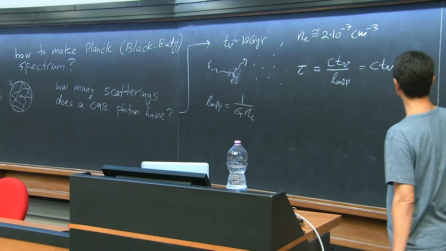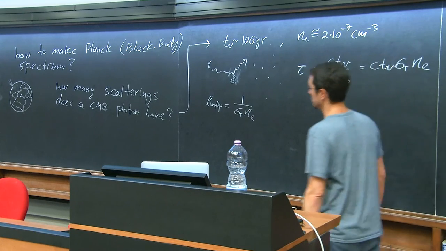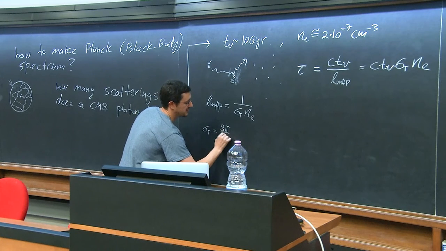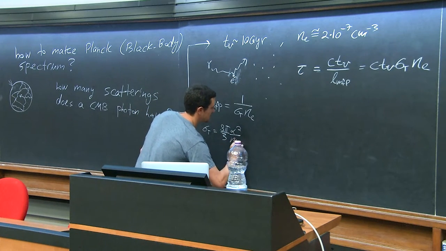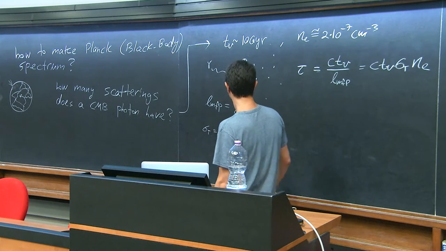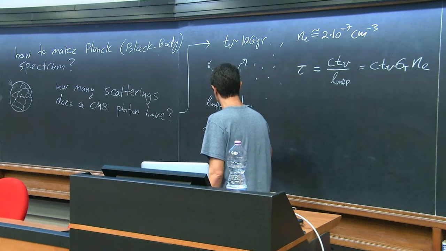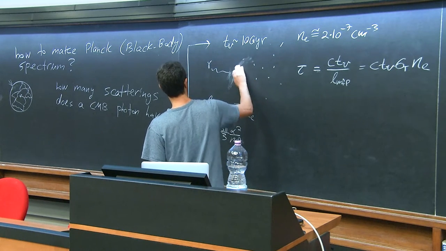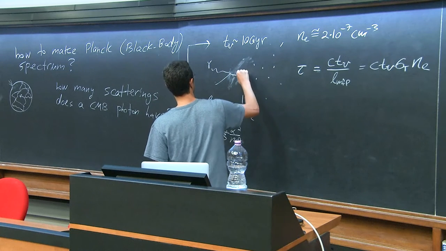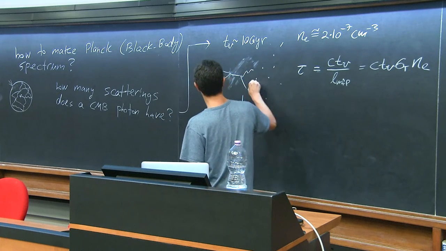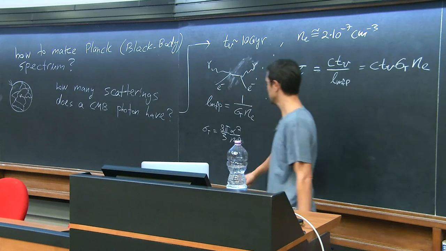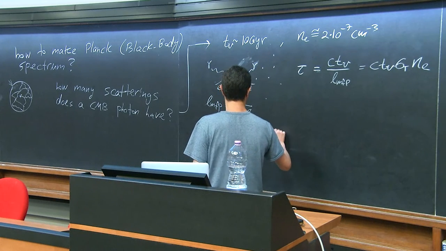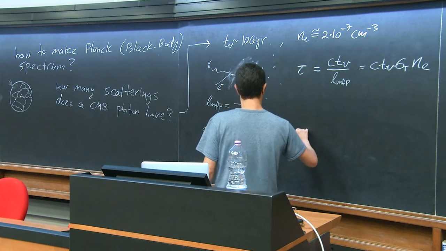And with the currently observed properties of the universe, we can put all the numbers in here. So this Thomson cross-section is 8 pi over 3 alpha squared over me squared, coming from this diagram. And its value is about 6.6 times 10 to the minus 25 centimeters squared.